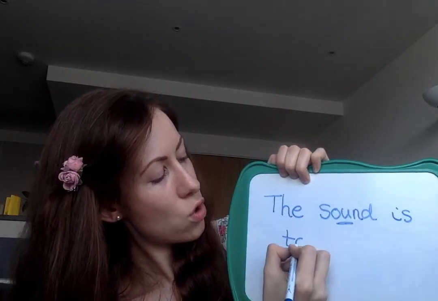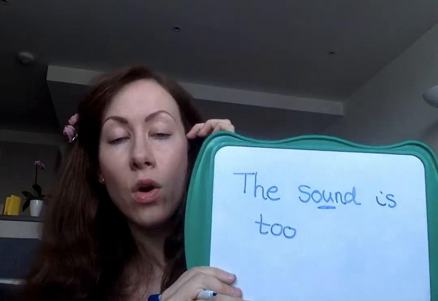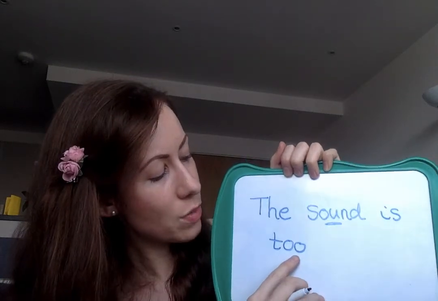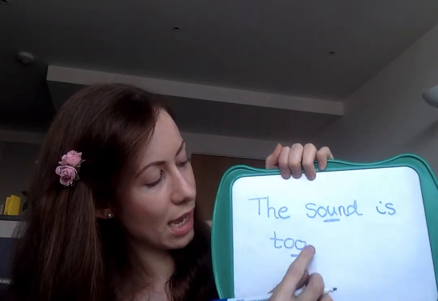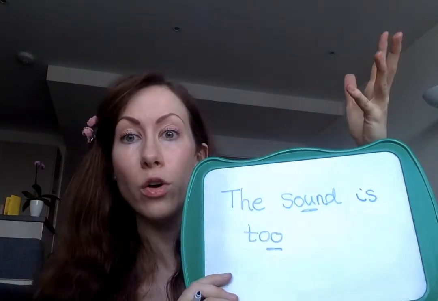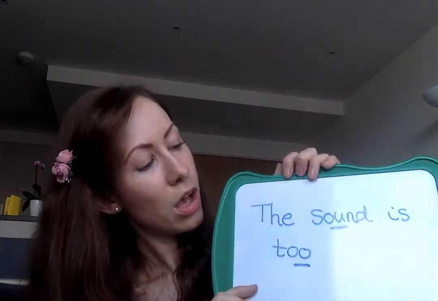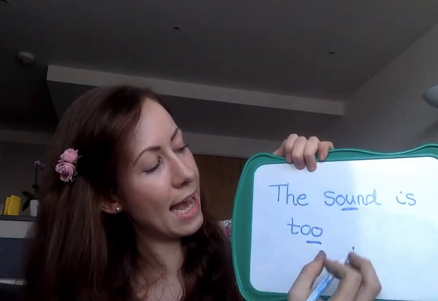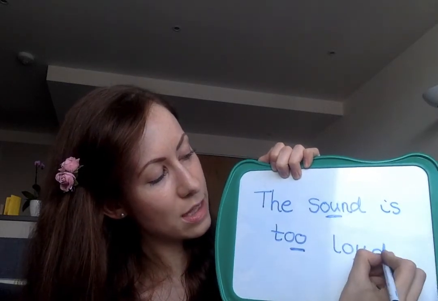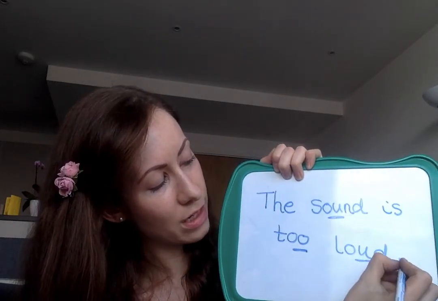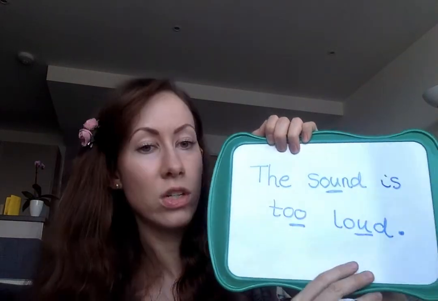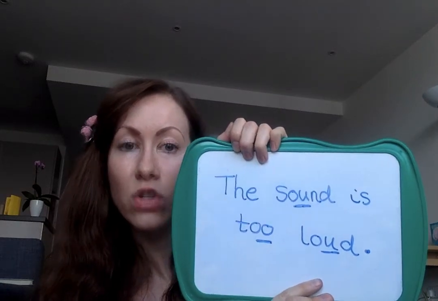Now, t-oo. Remember what I was saying? We're using this too as in to say there is too much of something, there's a lot of something, okay? So it's the one with the digraph in it, okay? And the trick is when there's a lot of something, you think of the one which has a lot of O's, okay? It's not the one that only has one. So too loud. L, ow. Again, we're using this digraph because it's in the middle of a word. Too loud. We need a full stop at the end. The sound is too loud. And there we go. The sound is too loud.